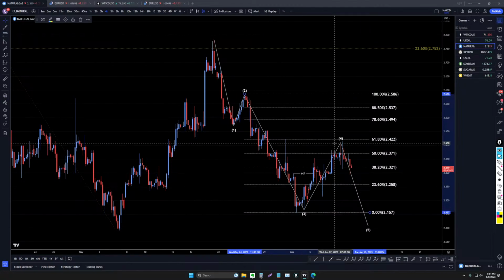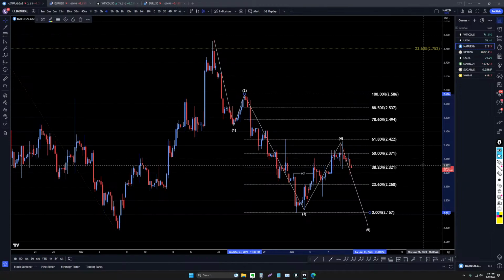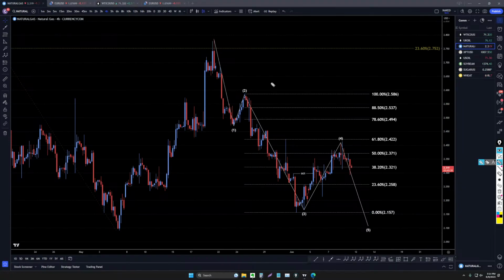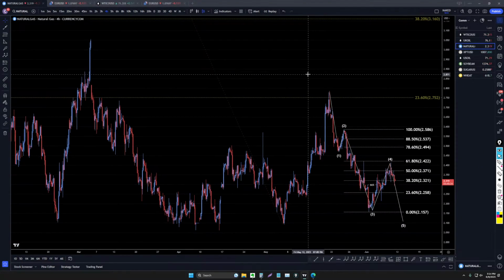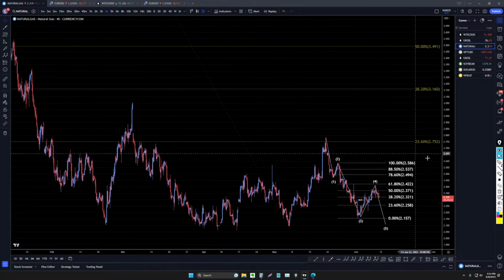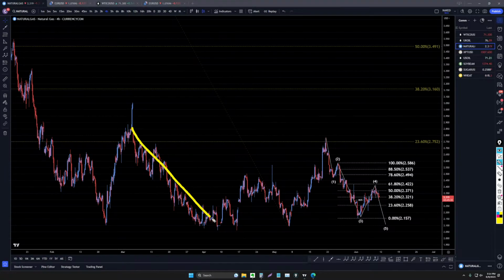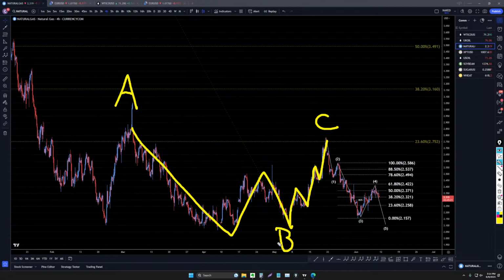We kind of turned right at the 50%. So we probably are in the 5th wave. I think this right here, we have to zoom out a little bit to see this. I think that this is very clearly 1, 2, 3 waves down. This is very clearly an uptrend. A, B, C.